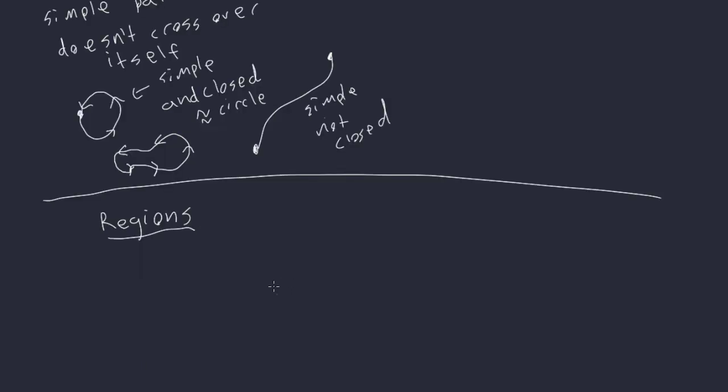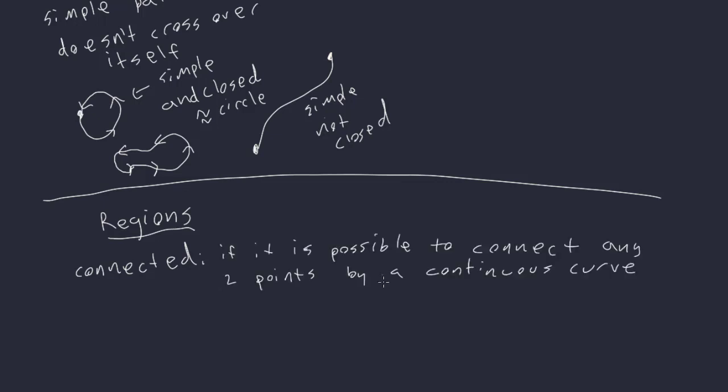All right, now let's talk about the types of regions that we're going to be considering when we're talking about Green's theorem. The first is connected. A connected region is one where it's possible to join any 2 points in the region by a continuous curve. So if our region R looks like this, it would be connected because any 2 points can be connected by a continuous curve, and we can do that with any 2 points we choose in R. We can easily connect them. So this would be connected.